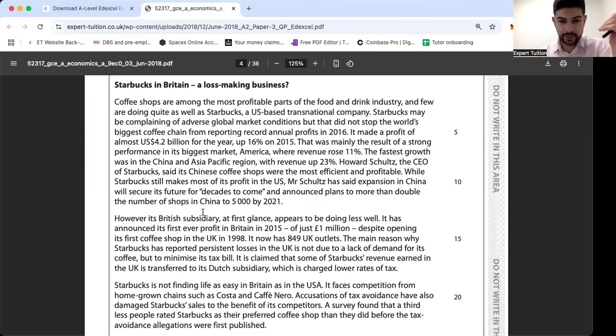Yeah, it explains this, by the way, in very decent detail here. This is where it says the main reason why Starbucks has reported persistent losses in the UK is not due to a lack of demand for its coffee, but to minimize its tax bill. Okay. I'm going to deal with that as evaluation, by the way.